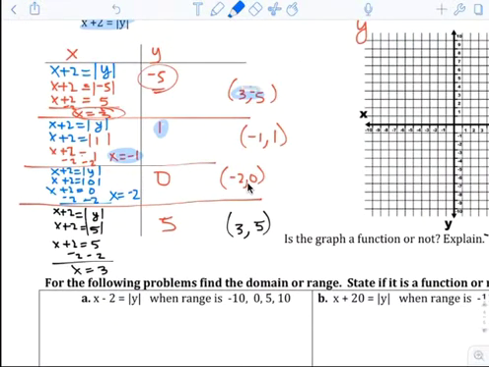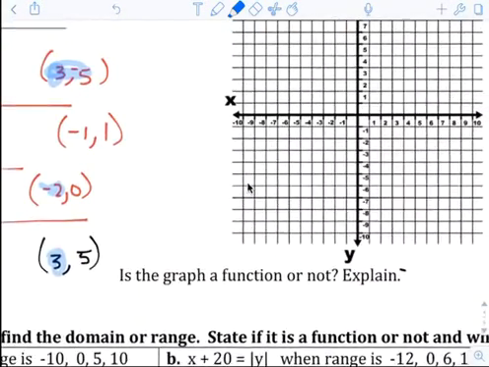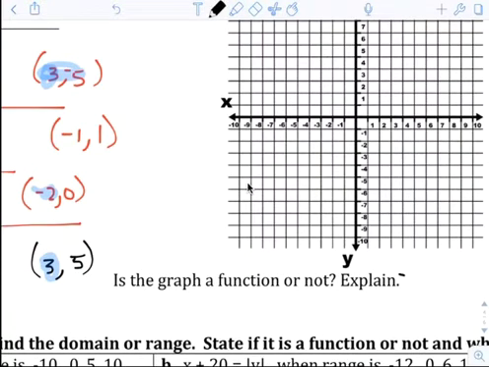Based on the table, it's not a function because look, the domain value 3 repeats. So somewhere here the vertical line should cross 2 points. 3, negative 5, here it is.